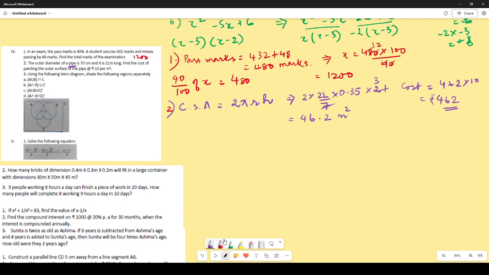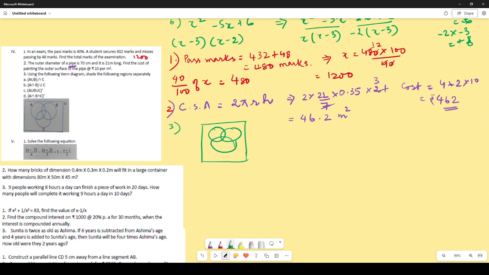Now let us take up the next question, which is question number 3. Using the following Venn diagram, shade the following regions separately. How are you shading the following regions separately? Let us just check this out. So the figure which is given to you is this, right?